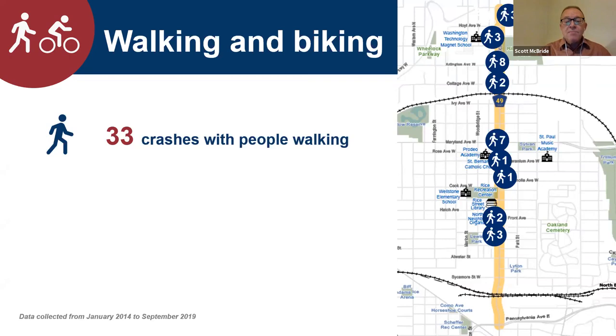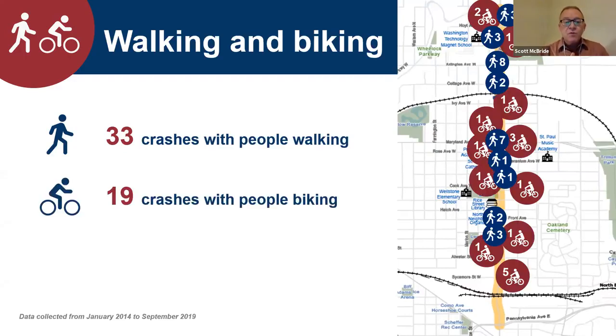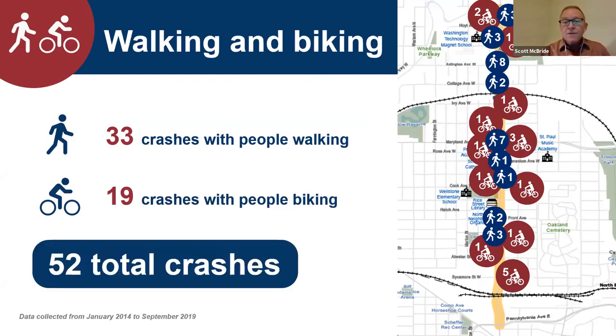When we looked at walking and biking, one of the first things we want to look at is the safety issue out there. And so we looked at crash statistics for the most vulnerable users on the corridor, and those are our walkers and bikers. And you're seeing some statistics up there over a five-year period. So we looked at January 2014 through September 2019. So these are stats for a five-year period. You can see that there were 33 crashes with pedestrians out there and 19 crashes with bikers for a total of 52 crashes in that period.